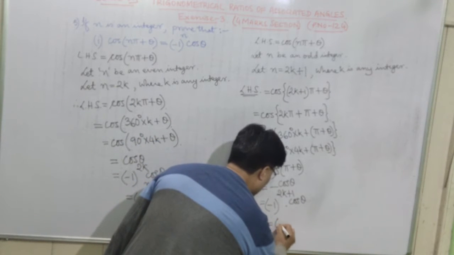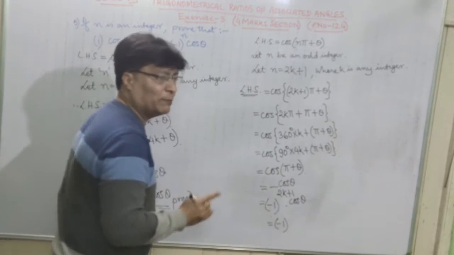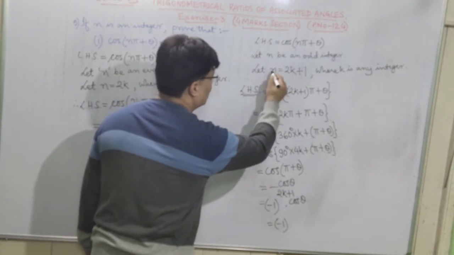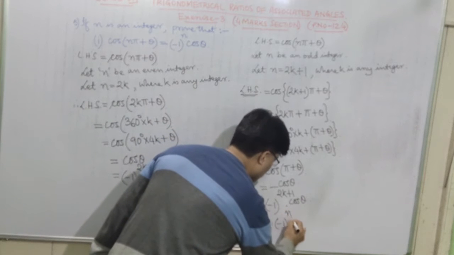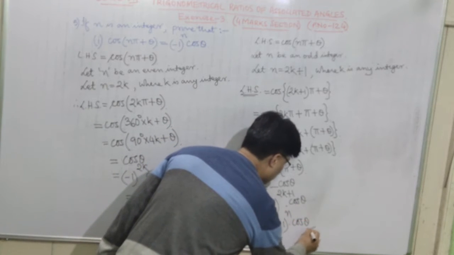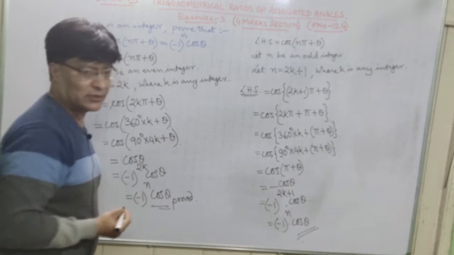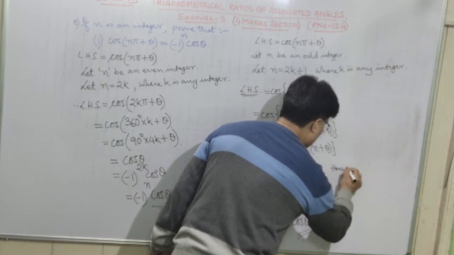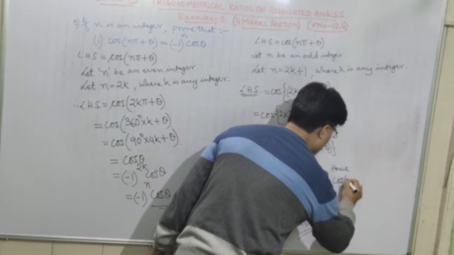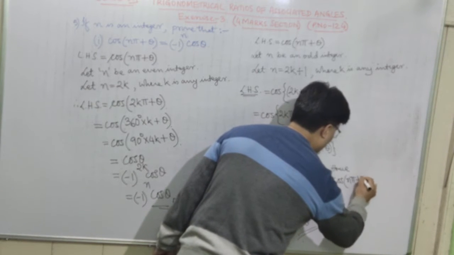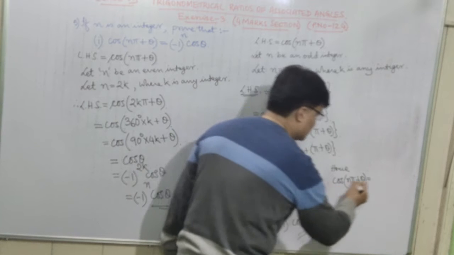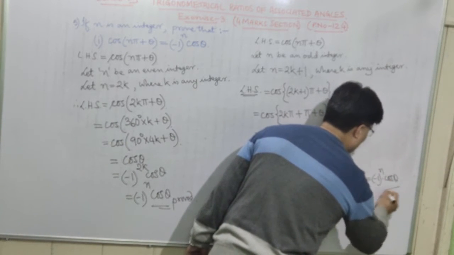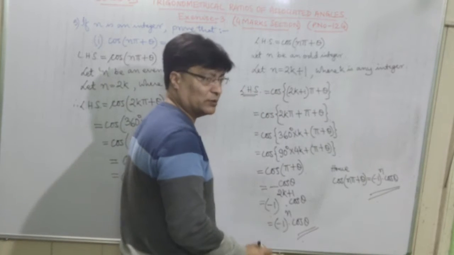So which is equal to minus 1 whole to the power, now what is the value for 2k plus 1? It is n. Then you can write cos theta. So we have proved it. Okay. So here you can write, hence, cos of n pi plus theta is equal to minus 1 whole to the power n into cos theta. So it is done, proved.